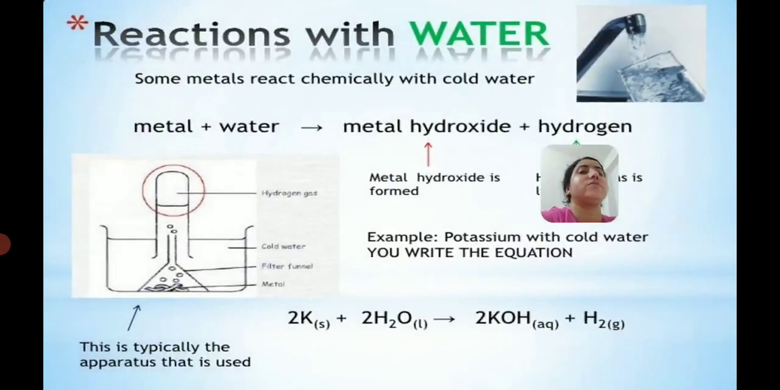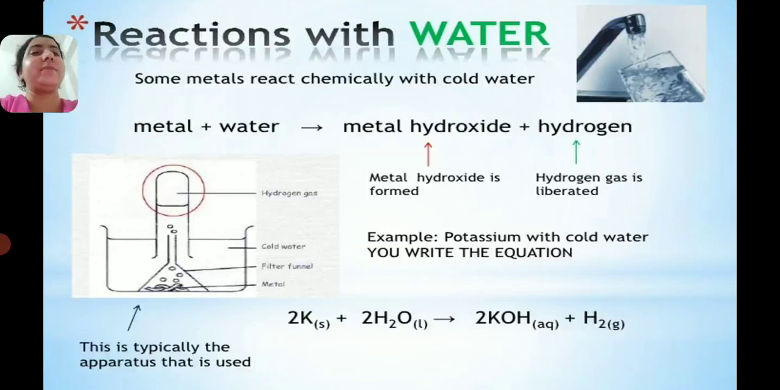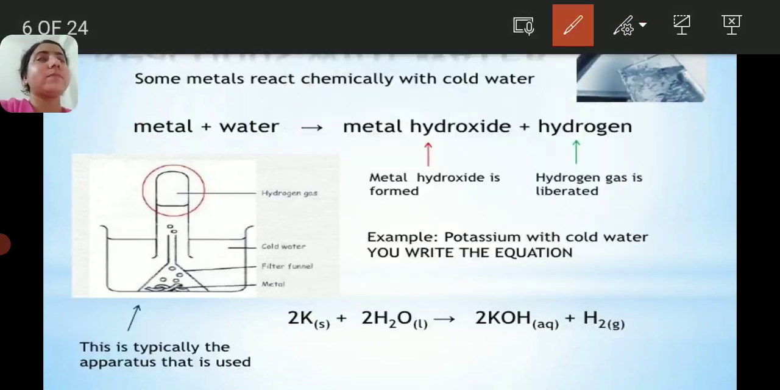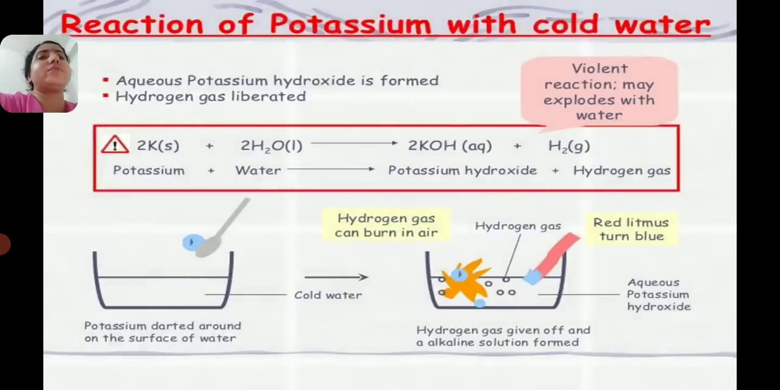So, reactions with water. Some metals react chemically with cold water. That means, depending upon the state of water and temperature of water, metal reacts and gives different products. If metal reacts with water, you will get metal hydroxide with the release of hydrogen gas. For example, potassium reacts with cold water, 2K plus 2H2O gives 2KOH plus H2, potassium hydroxide with the release of hydrogen gas. You can see aqueous potassium hydroxide is formed and hydrogen gas is liberated.